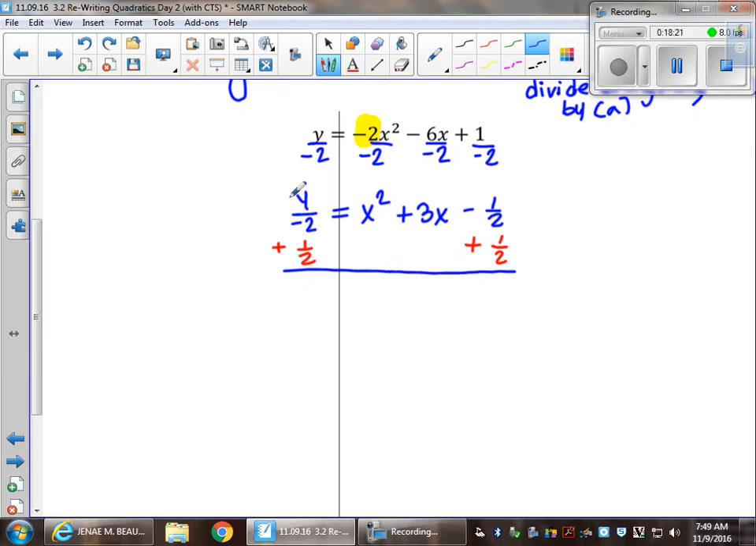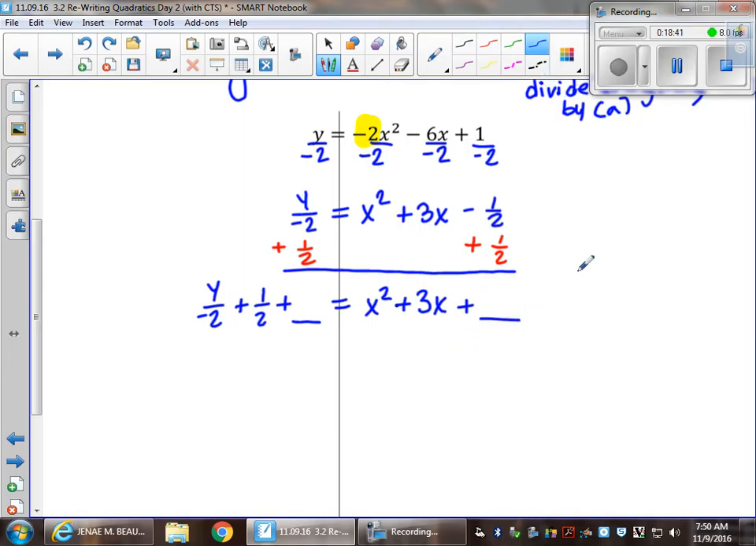Yes, we're going to actually make a little hole. So what that's going to look like is y divided by -2 plus 1/2, because we just added it, plus something we don't know yet, equals x squared plus 3x plus a blank.